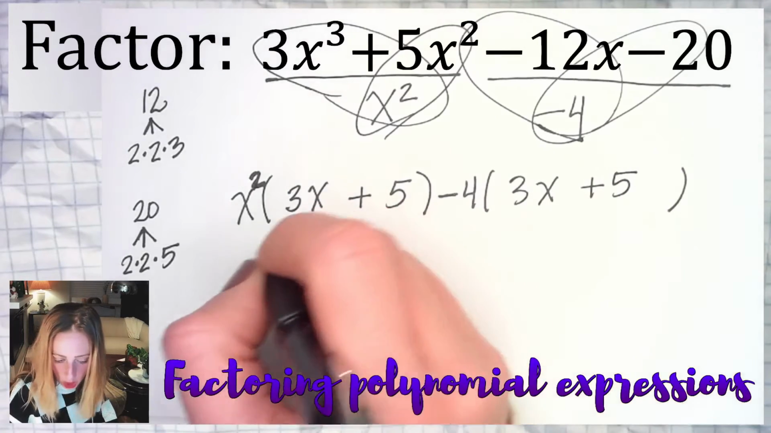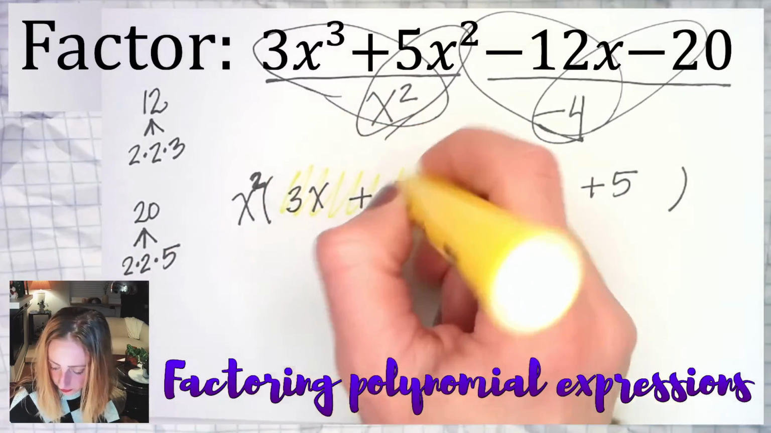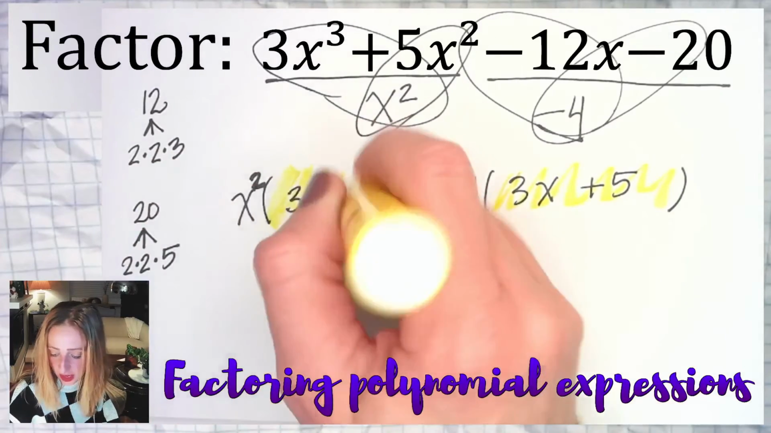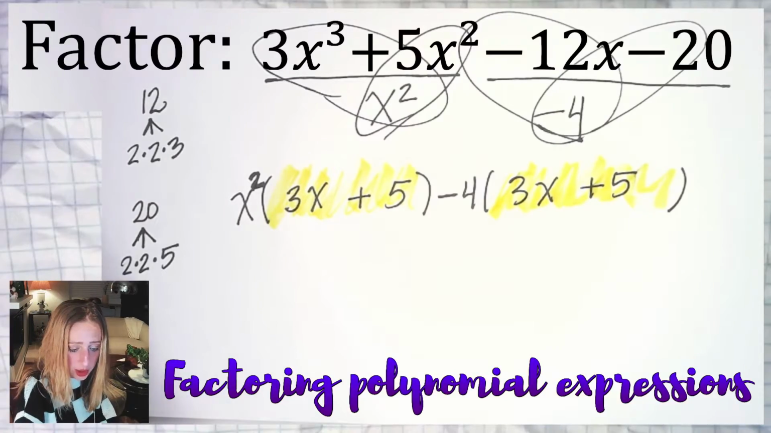We're almost done. Now, what is it that they have in common? They both have a 3x plus 5. That is your great big common factor. So what are we going to do with that?